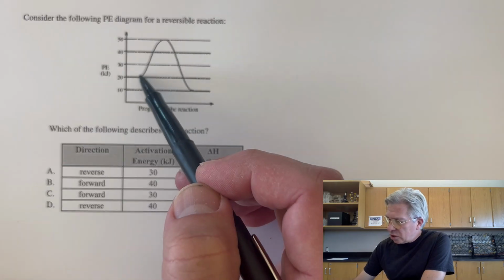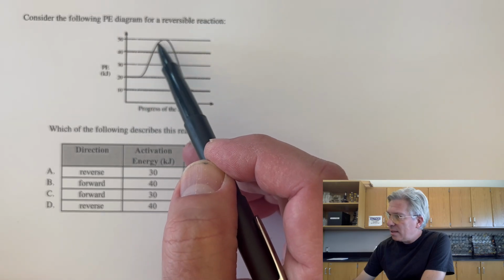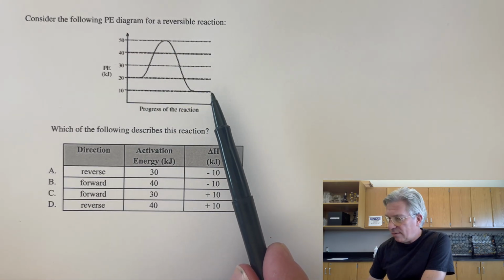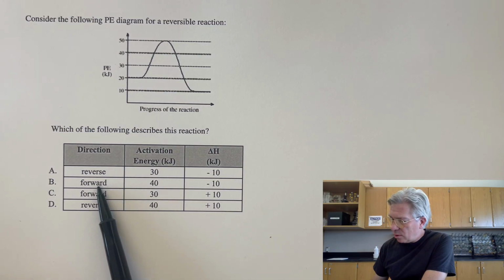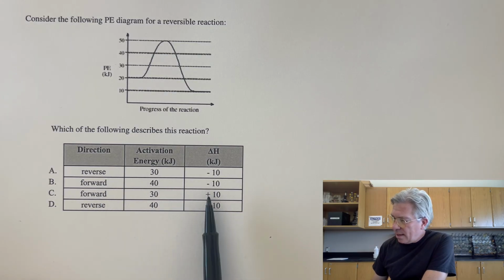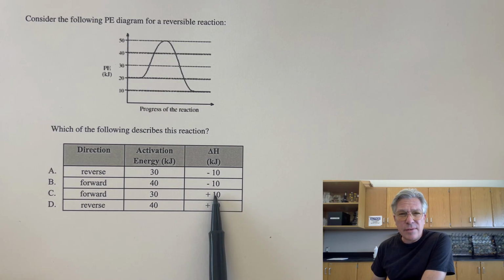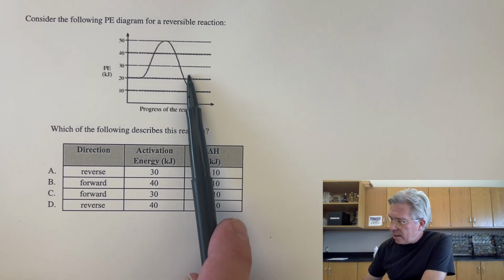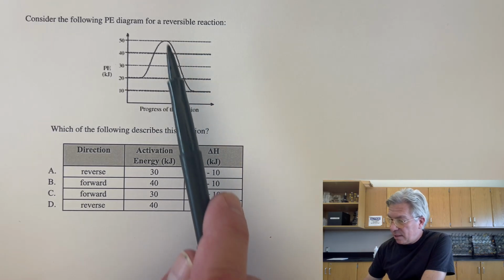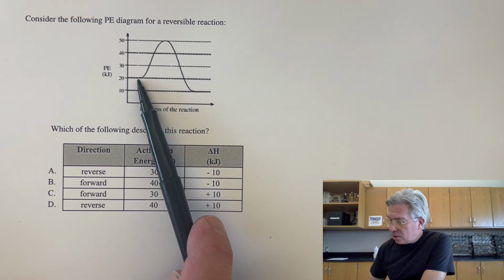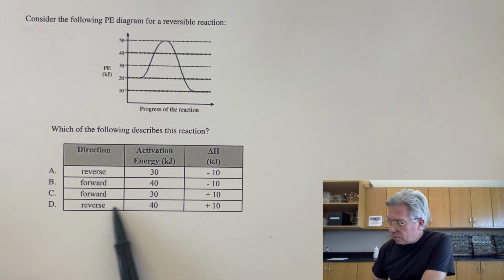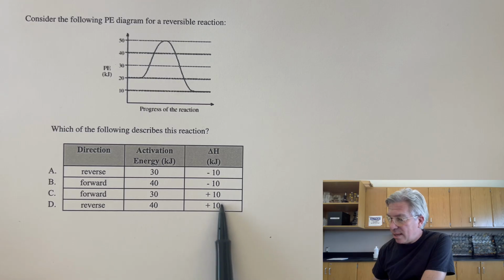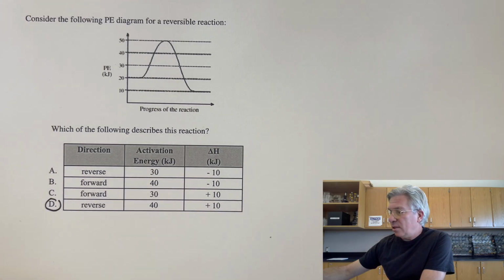But let's look at the activation energy. From 20 up to 50, that's only an activation energy of 30. So I don't see any combination where the forward is 30 and we get a negative 10 out of it. So lots of information here to sift through. Let's try the reverse reaction. Going from here to here, we have to go up 40, from 10 to 50, and we end up going plus 10. So in the reverse reaction, we're going up 40, and it's plus 10. So D is our answer on that.